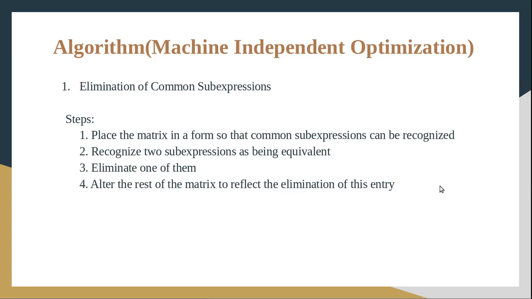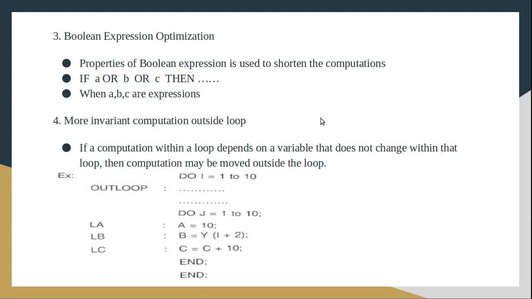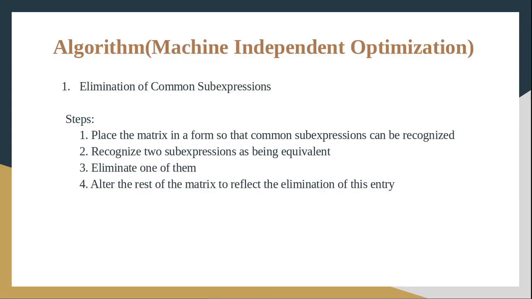Now we are moving on to the different algorithms used for machine independent optimization. Mainly there are 4 ways. The first one is elimination of common sub-expression. The next one is compile time compute, the third one is use of boolean expressions, and the fourth one is moving invariant computation outside the loop. Let's see them one by one.